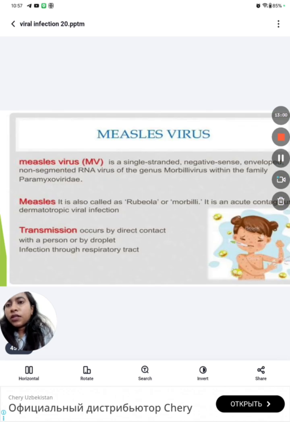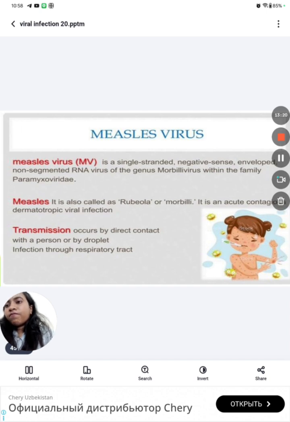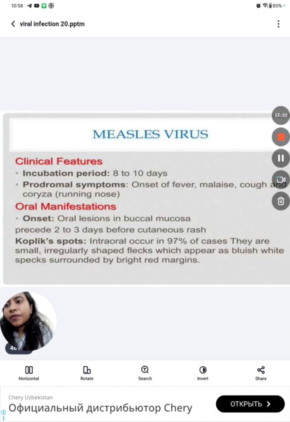Measles is a single-stranded negative sense enveloped non-segmented RNA virus of the genus Morbillivirus within the family Paramyxoviridae. Measles is also called rubeola or morbilli. It is an acute contagious dermatographic viral infection. Transmission occurs by direct contact with a person or by droplet infection. Incubation period is 8 to 10 days.